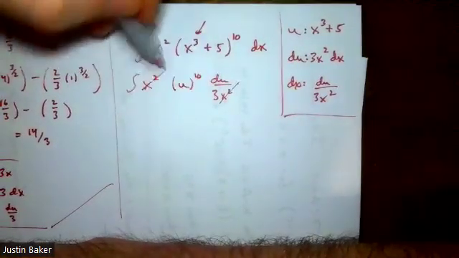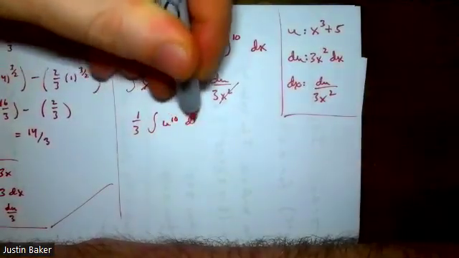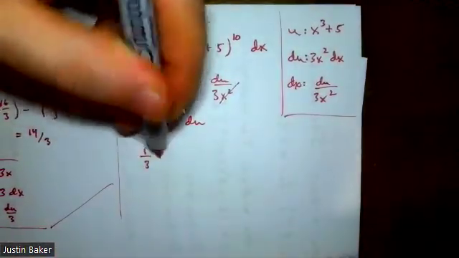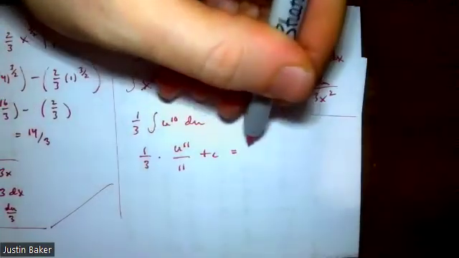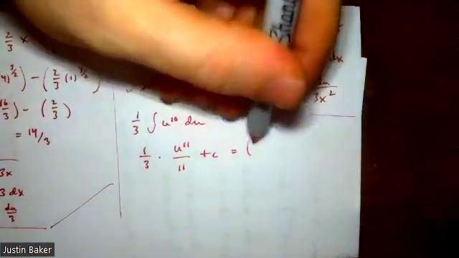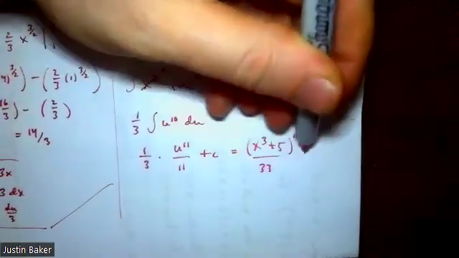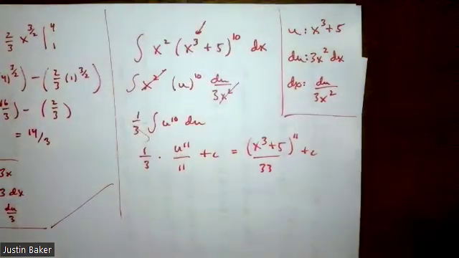Those are going to cancel. I see 1/3 coming out front. We've got u to the 10th du. Now we're ready to integrate. So that is 1/3 u to the 11 over 11 plus c, which is going to be, plug in for u, x to the third plus 5 to the 11 over 33 plus c, 33 coming from 3 times 11.